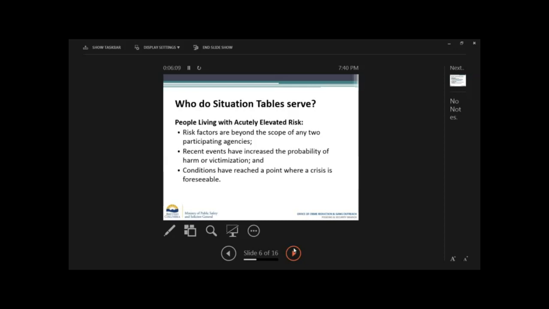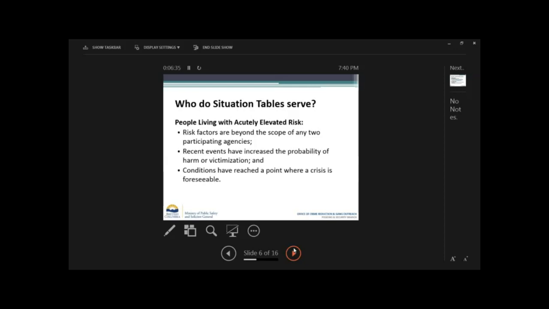Acutely elevated risk means that the risk factors that a client is struggling with are beyond the scope of any two agencies. So this can't be solved through a simple partnership. This is a bit more complicated than that. Three agencies or more are required to intervene. What we've seen in BC so far is that a client typically has 9 risk factors. So these are people that need quite a bit of help from a broad spectrum of stakeholders.